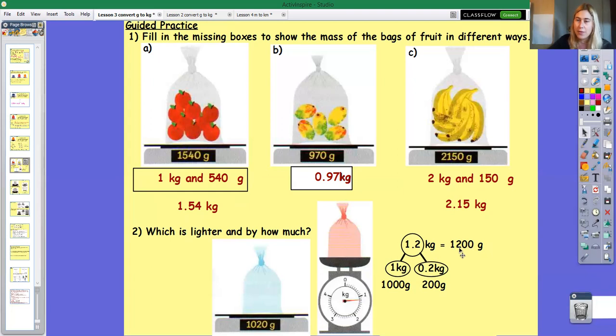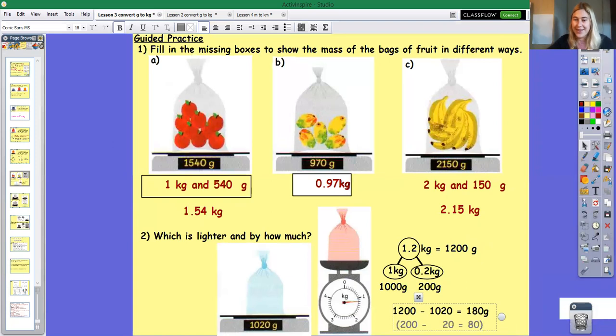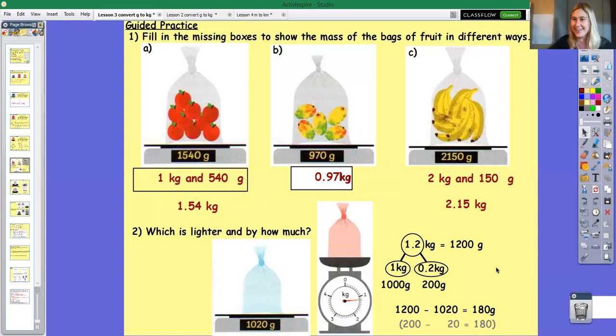Well, I'd need to start with my larger amount, my greater amount, a bit like my whole, okay, 1,200, and I'd need to subtract my smaller amount, 1,020. And it's a little bit like doing 200 take away 20, isn't it? Because I know that 1,000 take away 1,000 is no thousands. So that would leave me with 200 take away 20. So that's a nice easy one. It would be 180 grams difference. Okay, ooh, because 200 take away 20 is 180.